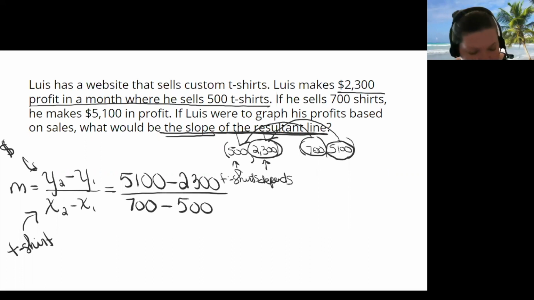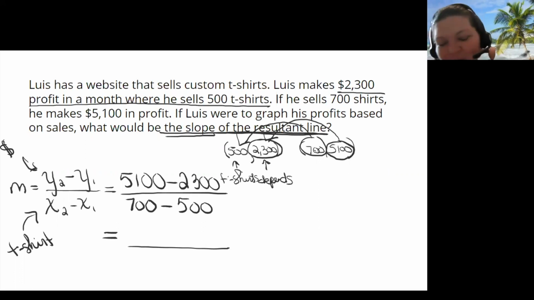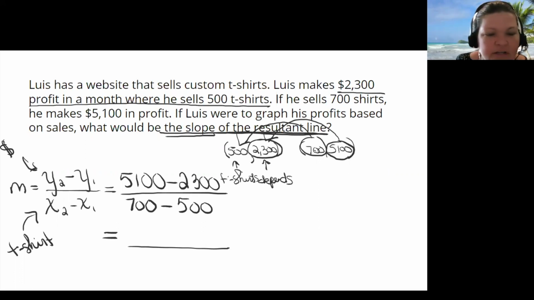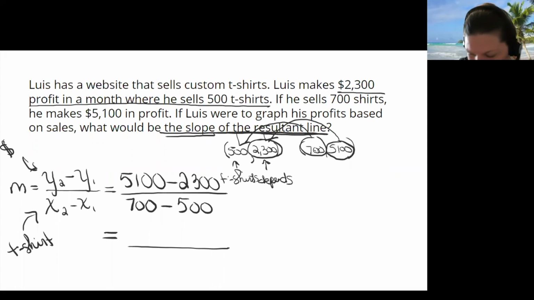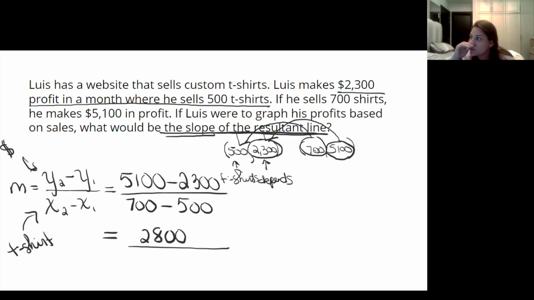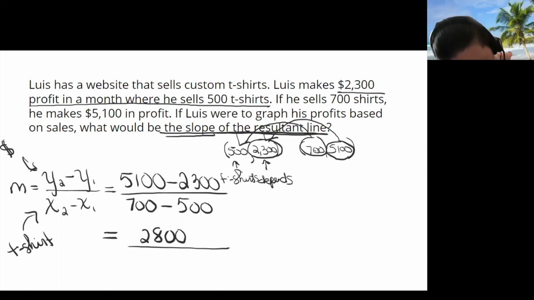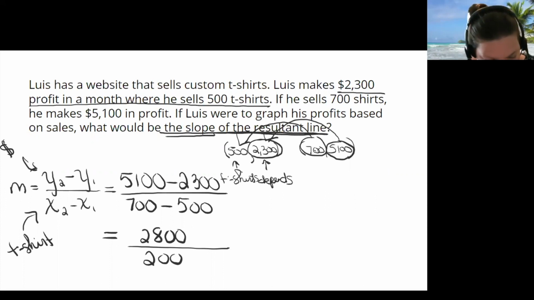You can memorize it as change in dependent variable over change in independent variable, or you can use the formula, but you still have to know which one goes on the top and which on the bottom. I like what Stephen said about dollars per t-shirt. All right, now let's simplify this. Let's do our subtraction first. 5,100 minus 2,300. I'm doing my subtraction first because tops and bottoms of fractions make groupings. So that's a $2,800 change for selling how many more shirts? 200 more shirts. So what's the slope then of this graph?